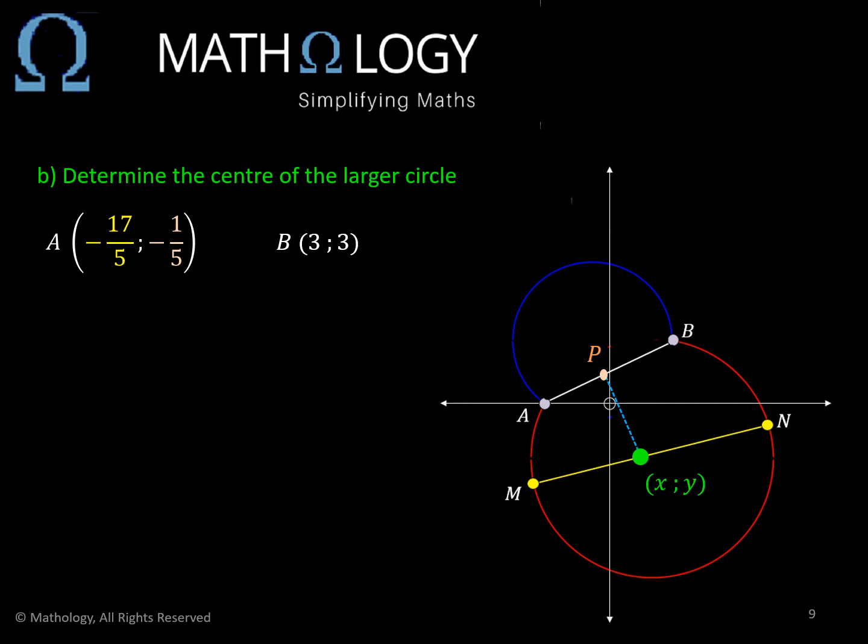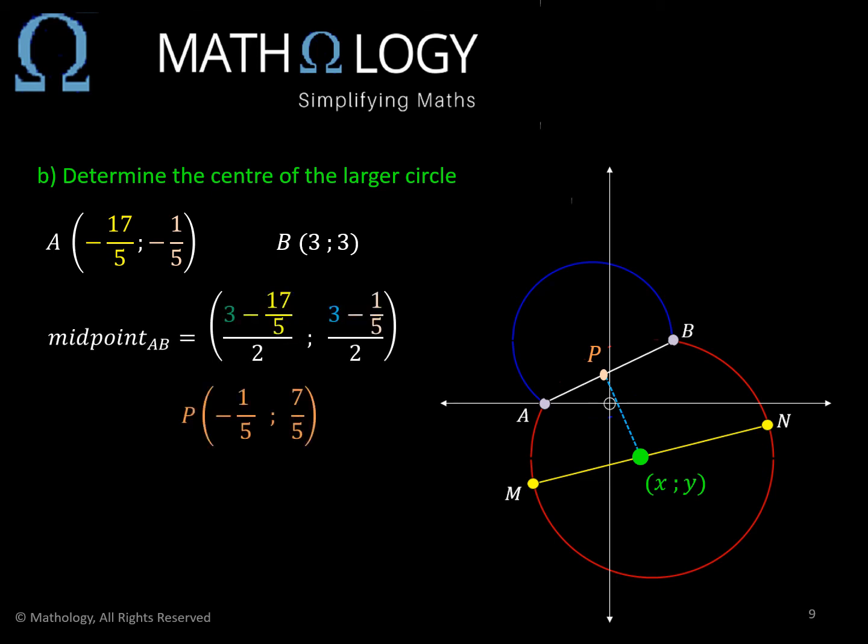The reason for determining the midpoint of line segment AB is because AB is a chord of the larger circle, and by determining the midpoint of this chord, we can determine the equation of the line segment joining the center of the larger circle to this midpoint by using the midpoint-chord theorem. So, the midpoint of AB is minus 1/5, 7/5.